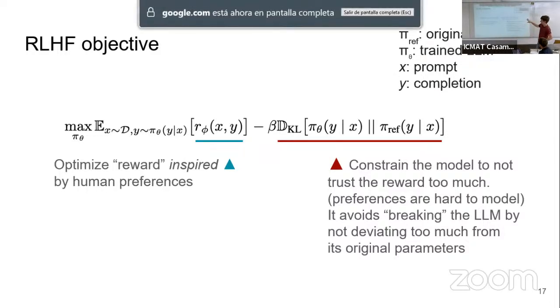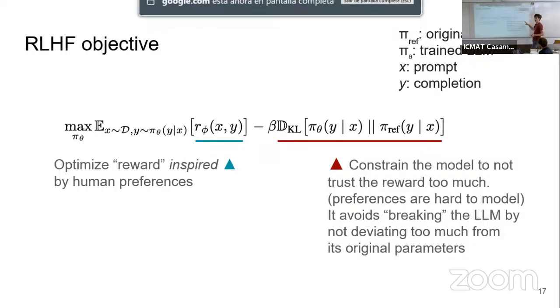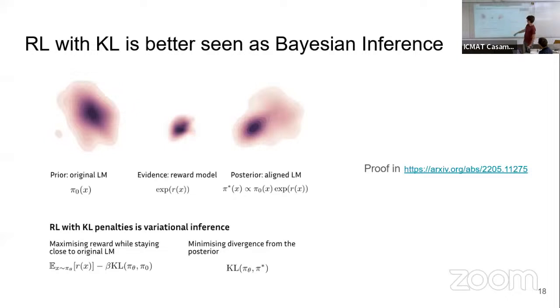And now I'm gonna do a detour because I know a lot of you here are Bayesians. There is a nice paper from 2 years ago in which this RL with KL penalties can be seen as a Bayesian inference problem, which is what you were suggesting, Carlos. So maybe you assume you have the original language model here. Now X is the whole generation. Sorry about the notation here.